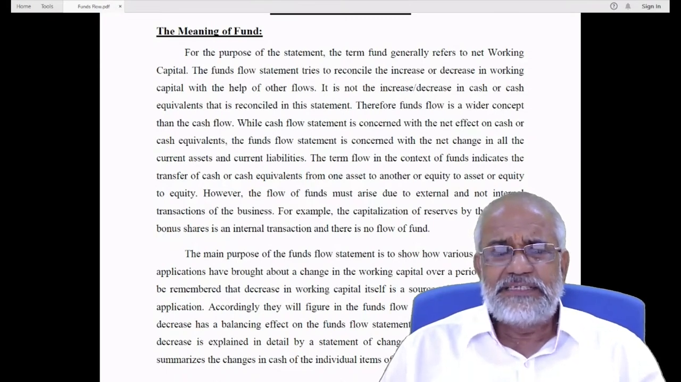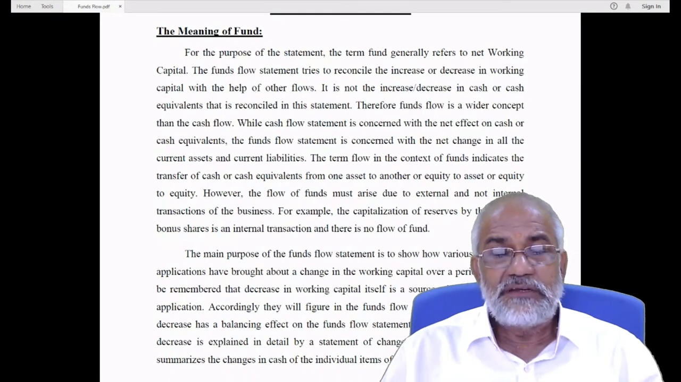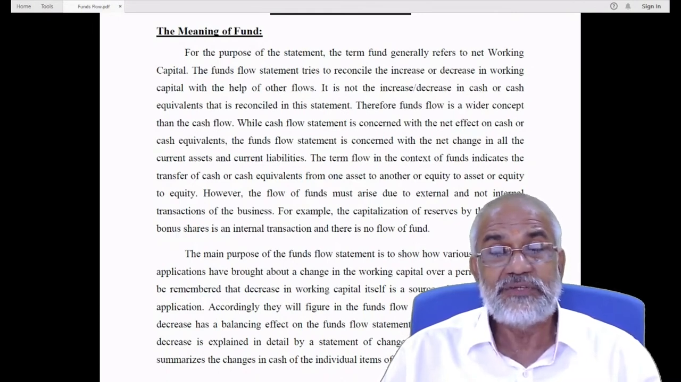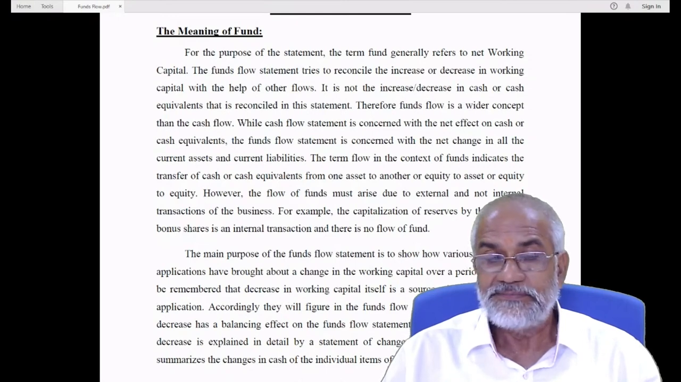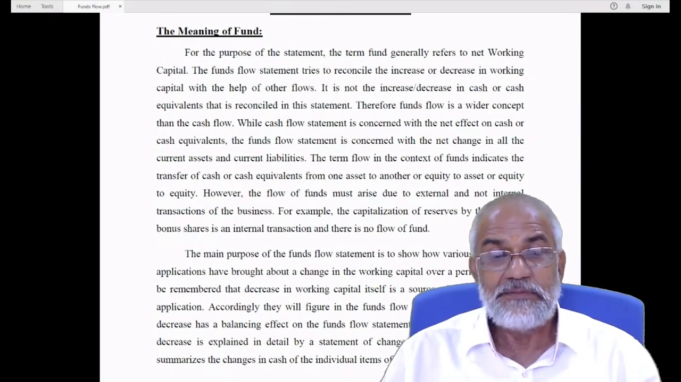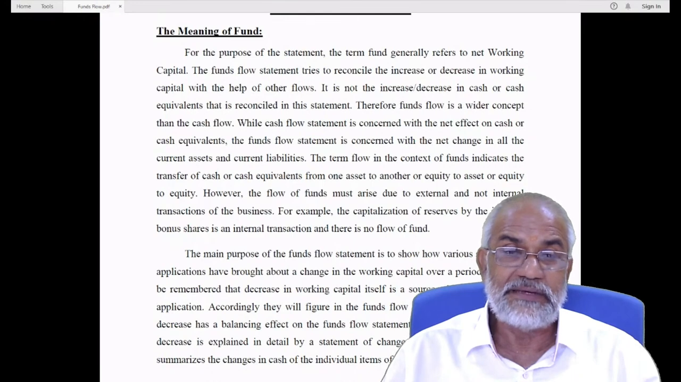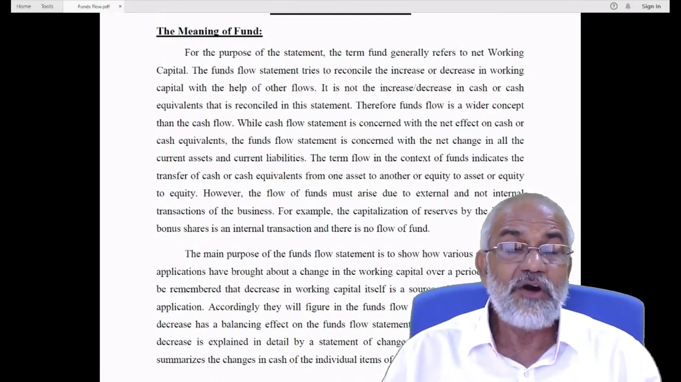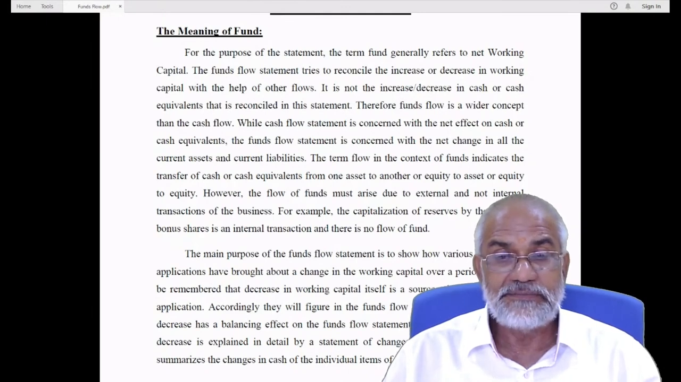The balance sheet cannot say from where we got the resources, or what are the sources of our funds, and in what way that fund gets utilized during that particular period. That can be ascertained by preparing the funds flow statement. That's why the funds flow statement is otherwise called the where come, where gone statement.